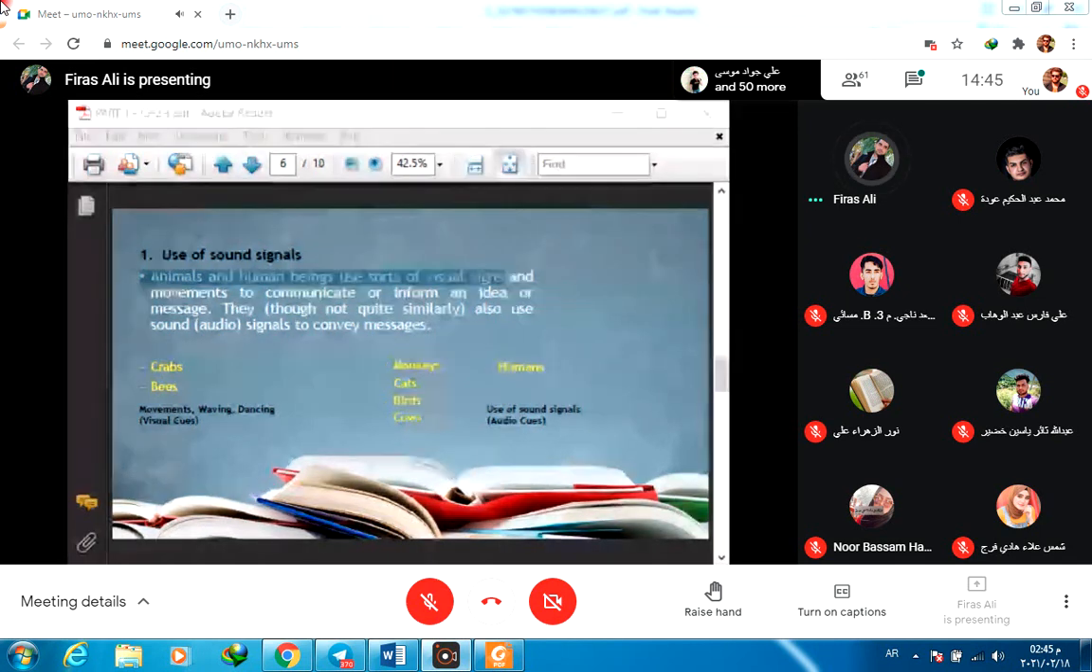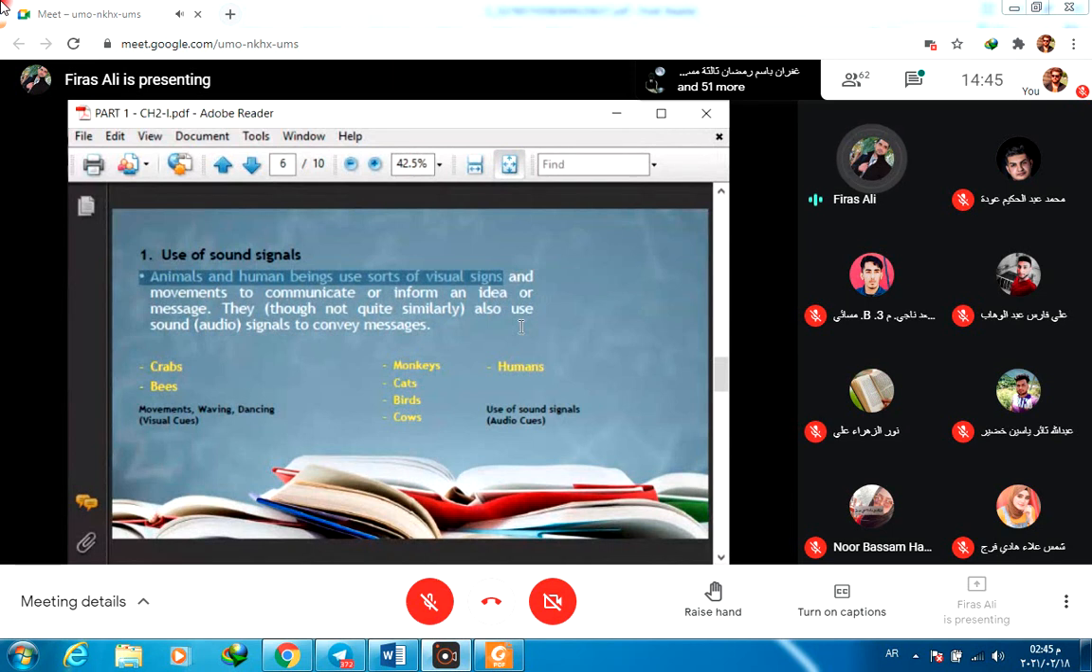Animals use sounds. Human beings also use sounds. So this is a feature that is shared by both humans and animals. Animals communicate using sounds, but also human beings communicate using sounds. Sometimes humans do not communicate using sounds. They use body language and facial expressions. Also, animals use some kind of visual cues sometimes, movements and waving and dancing like bees.